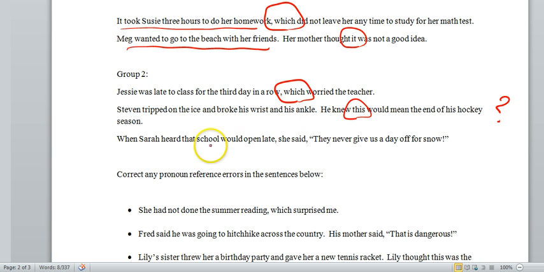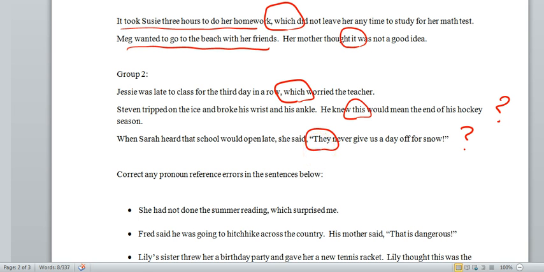One more sentence. When Sarah heard that school would open late, she said, "They never give us a day off for snow." In this instance, who is they? Does she mean Miss Jones? Does she mean the school administration? Does she mean all the adults in her life? It could be anyone and everyone, because in this sentence there's no way of knowing who this they is. It's a very vague pronoun.